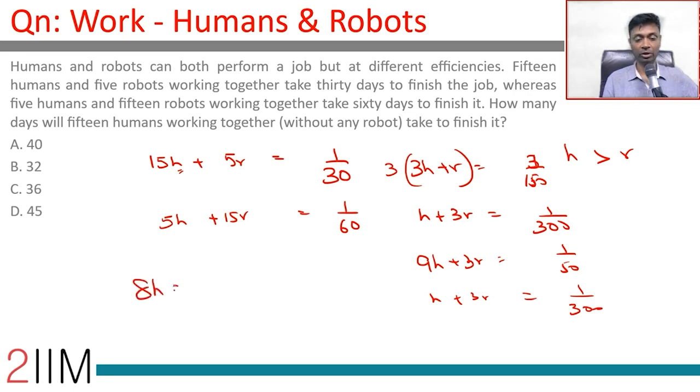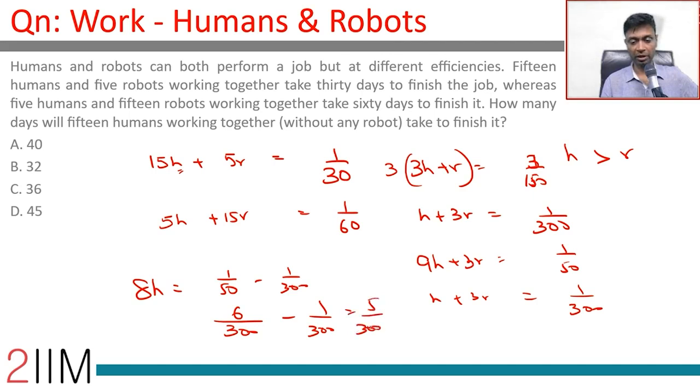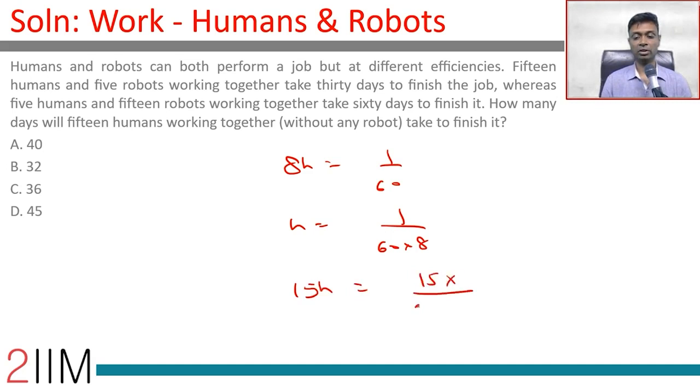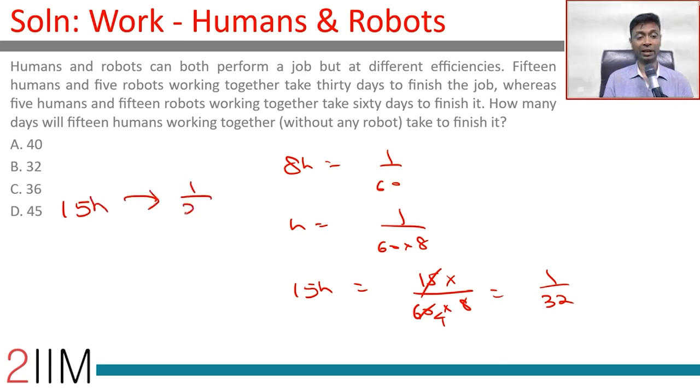Subtract this. 8 times h is 1 by 50 minus 1 by 300, or 6 by 300 minus 1 by 300, which is 5 by 300 or 1 by 60. 8h equals 1 by 60. h equals 1 by 60 into 8. 15 times h is 15 by 60 into 8, which is 1 by 4 or 1 by 32. 15 humans together can do 1 by 32 of the task in a day, or 15 humans working together can finish it in 32 days.